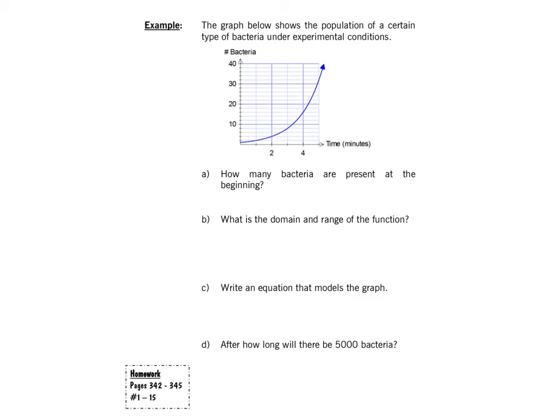And we'll go here to do our last example. So our last example here is the graph below shows the population of a certain type of bacteria under experimental conditions. So here we go. How many bacteria are present at the beginning? So what you kind of want to do here, I guess, is take a look at what the scale is. And every tick on the scale represents 2. So, and you can see it's halfway up. So how many bacteria are present at the beginning? It'll just be 1. Okay, it'll just be 1.